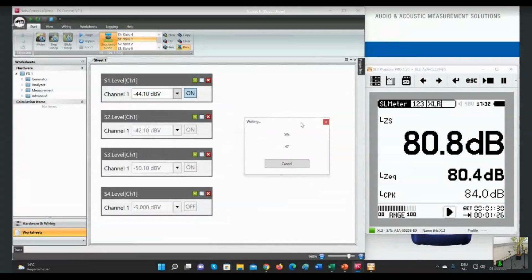So the whole thing has started, and because it is an electrical connection, I can talk to you during that test. There is no interference of my voice to the result. You see here we have 50 seconds duration. Here we see the countdown timer, and during these 50 seconds we have the 81 dB present at the XL2. So we have to wait for another roughly 20 seconds until the system swaps over to the next period.